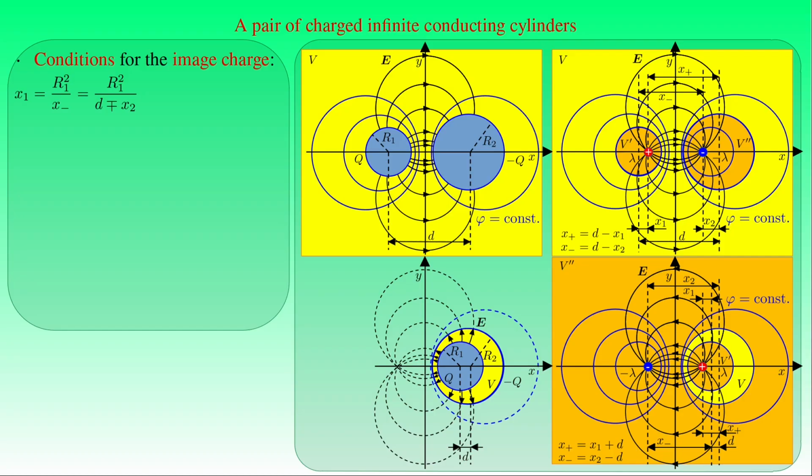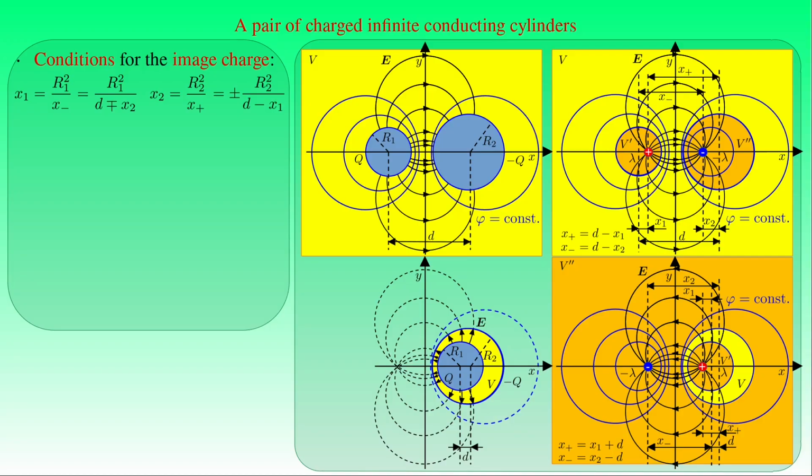The second condition states that the distance x sub 2 between the center of the cylinder of radius r sub 2 and its negative line charge is equal to the ratio of the square of the radius r sub 2 over the distance x sub plus between the positive image line charge and the center of the cylinder. By inserting the expressions obtained for x sub plus into this equation, we can write the ratio as plus or minus r sub 2 squared over d minus x sub 1.